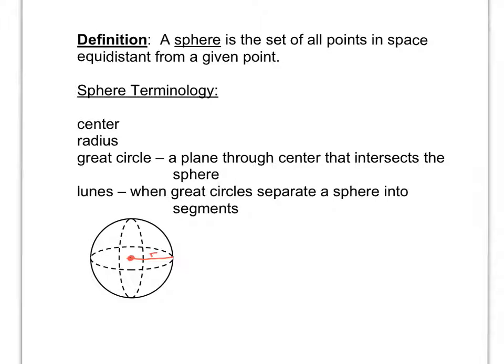It will have what are called great circles, which would be the circle on the sphere that you get if you slice that sphere right through the center with a plane. And then if you slice it more than once, then you're going to get what are called lunes. The easiest way I can describe a lune would be to think of it as the segments of an orange that all fit together to make a sphere, that's the orange. If you take out one of those wedges, that would be what we would call a lune.